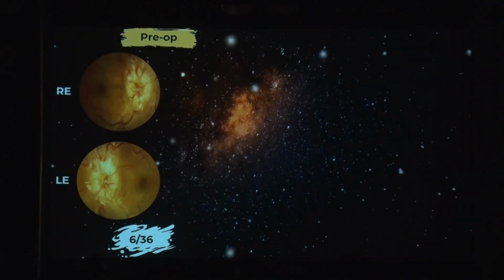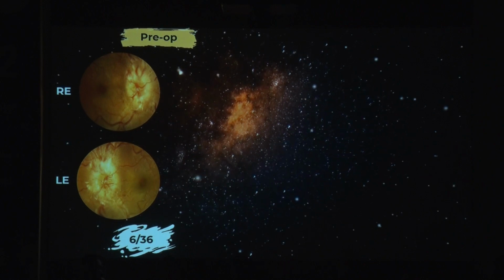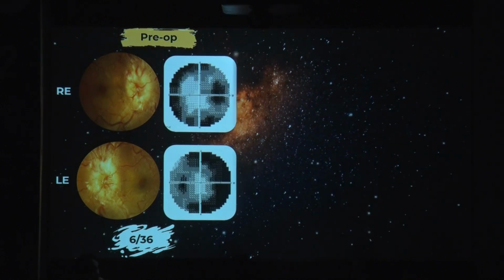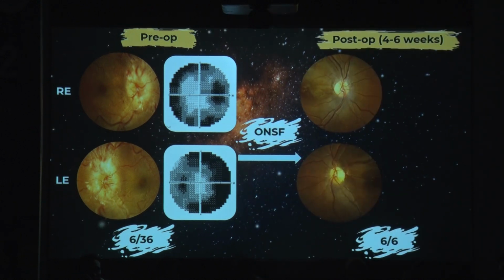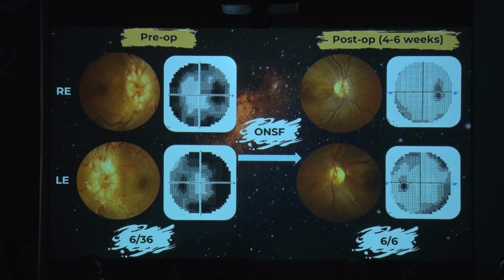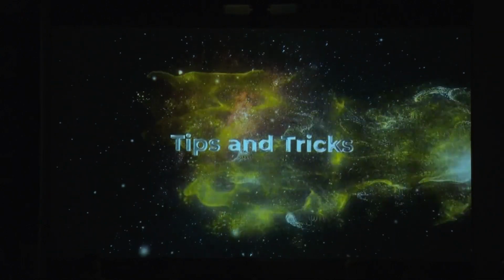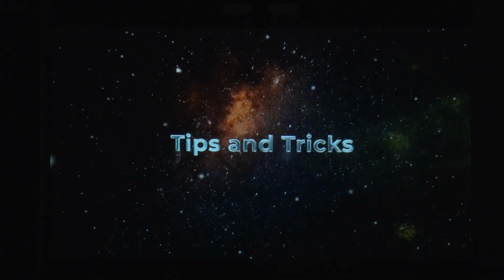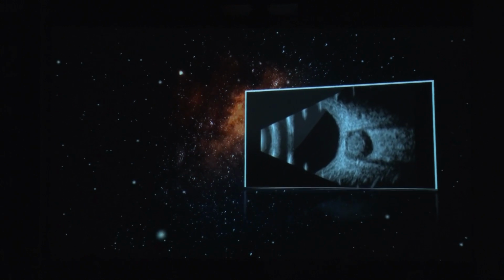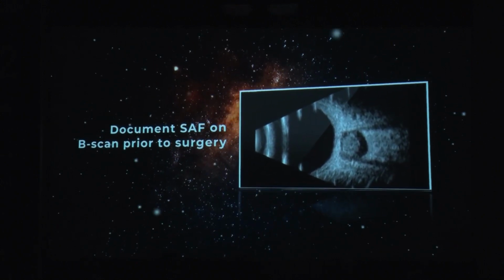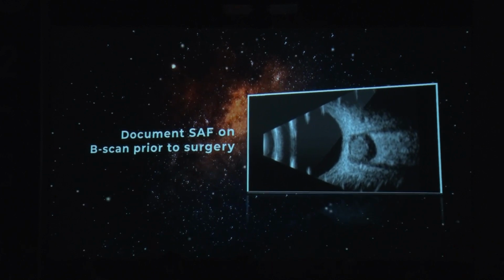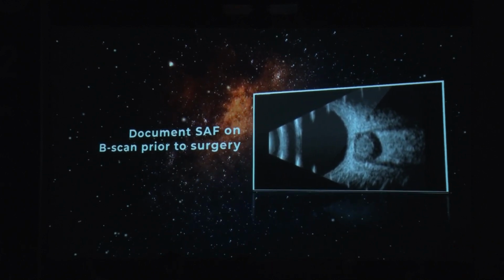As you can see here, a patient with papilledema having 6/36 vision in both eyes and significant constriction of fields shows a flattened nerve with 6/6 vision and resolution of the visual fields. Now let me try and give you certain tips and tricks to attain the best results. For every patient, a pre-operative B-scan is a must because prior to doing an ONSF, we have to ensure that there is the cuff of fluid, otherwise we'll be directly slicing the nerve.